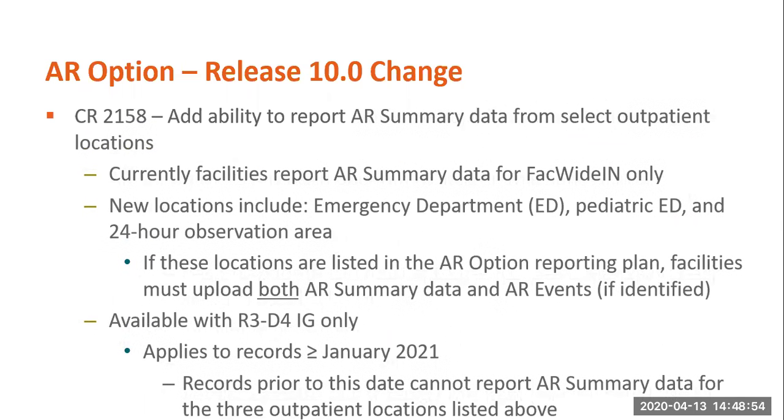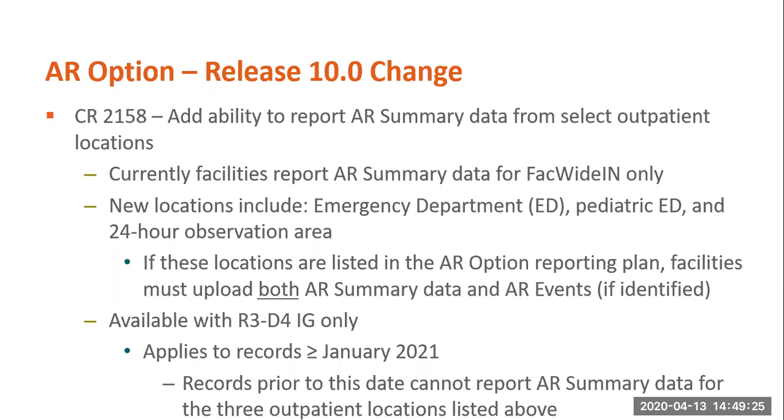Also, for the AR option, we'll be adding the ability to report AR summary data from select outpatient locations. Currently, facilities report AR summary data for FACWIDEIN only. Starting with January 2021, facilities will also be able to report AR summary data from the 3 outpatient location types of emergency department, pediatric emergency department, and 24-hour observation area.